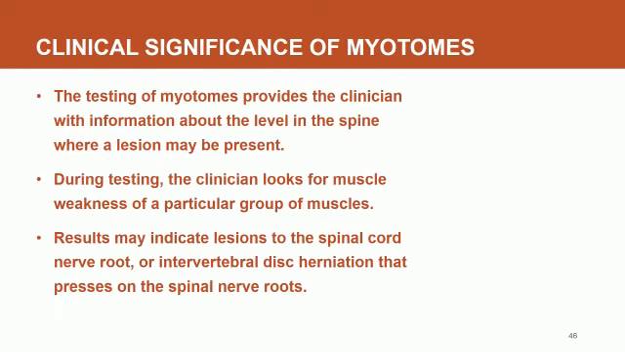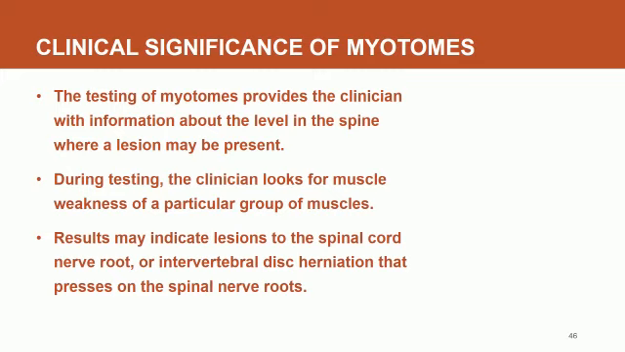So, what is the clinical significance of myotomes, or why is it so important to learn about them? The testing of myotomes basically provides the clinician with information about the level in the spine where a lesion may be present. During testing, the clinician looks for muscle weakness of a particular group of muscles, like if some nerve is supplying a muscle and that muscle is not working properly. So I will get an idea that the nerve supply is not well here.